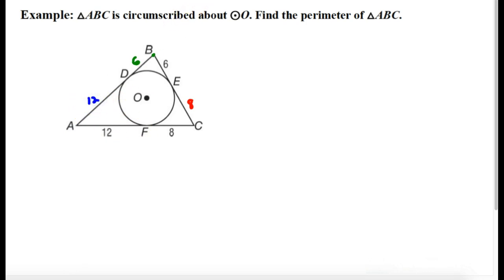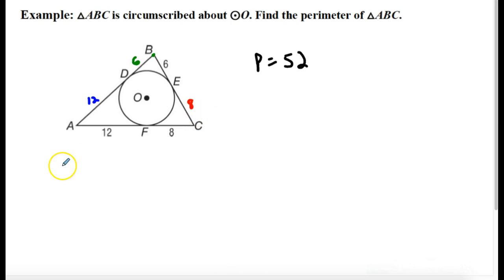So then to get the entire perimeter, we're just adding all of these values up all the way around the circle. So 12 plus 12 is 24, plus 8 is 32, plus 8 is 40, plus 6 is 46, plus 6 is 52. So the perimeter here would be 52.